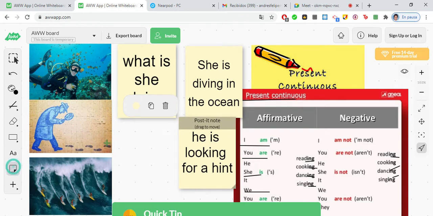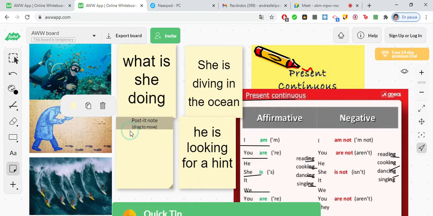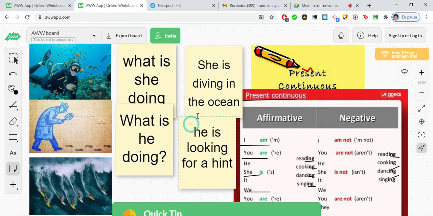In this case, the question would be, what is he doing? He is looking for a hint. Está buscando por una pista. It's something that is an action that continues, no? It's something that is continuing, okay?